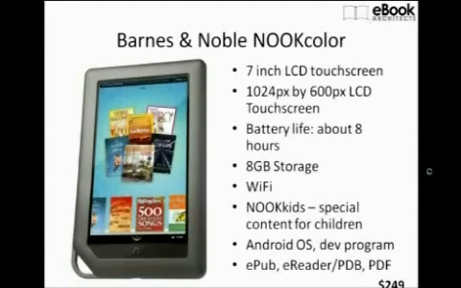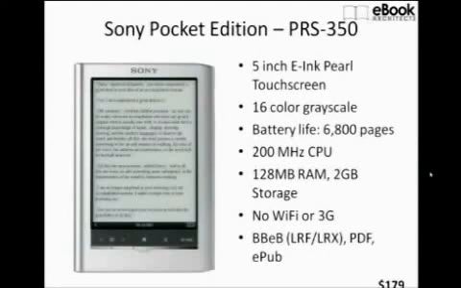if you're looking for a good color screen device. The Sony Pocket Edition, the PRS 350, this is the smallest of the 3 Sony devices. It's only a 5-inch screen, so it's smaller than the Kindle and Nook, and so it's very, very minimal. It's a very cheap device. But it's actually more expensive than the Kindle is. So as far as devices are concerned, all of the Sony devices are more expensive.